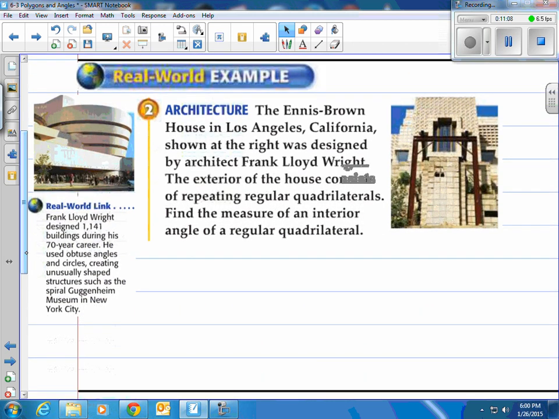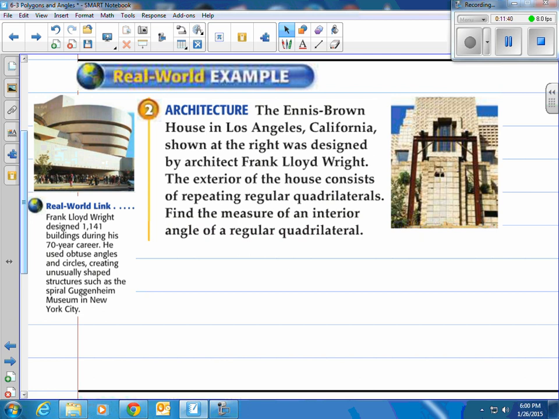Let's take a look at this question here. Talk about Frank Lloyd Wright. As a matter of fact, my dad used to live in a Frank Lloyd Wright home in Chicago. Frank Lloyd Wright was a builder. He designed 1,141 buildings during his 70-year career. He used obtuse angles and circles, creating unusual shaped structures, such as the Spiral Guggenheim Museum in New York City. Some of you may have been there. All right. Architecture, the question.